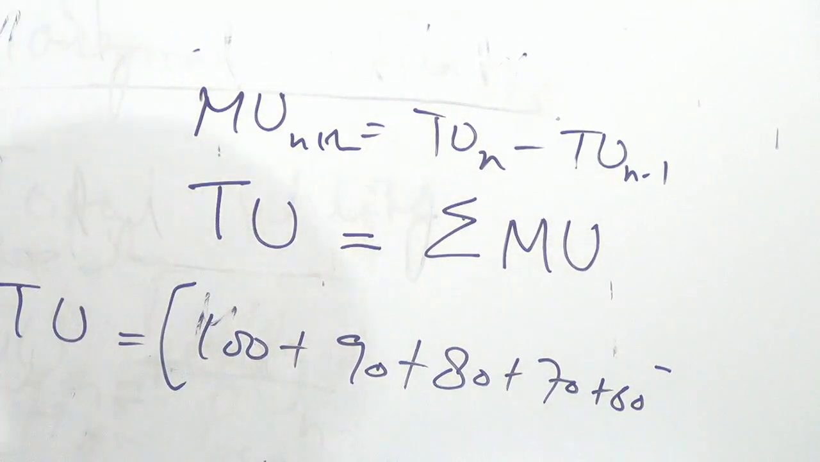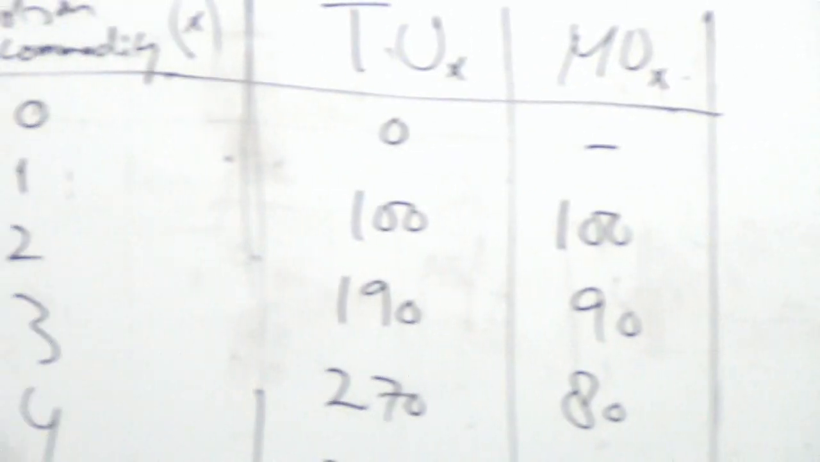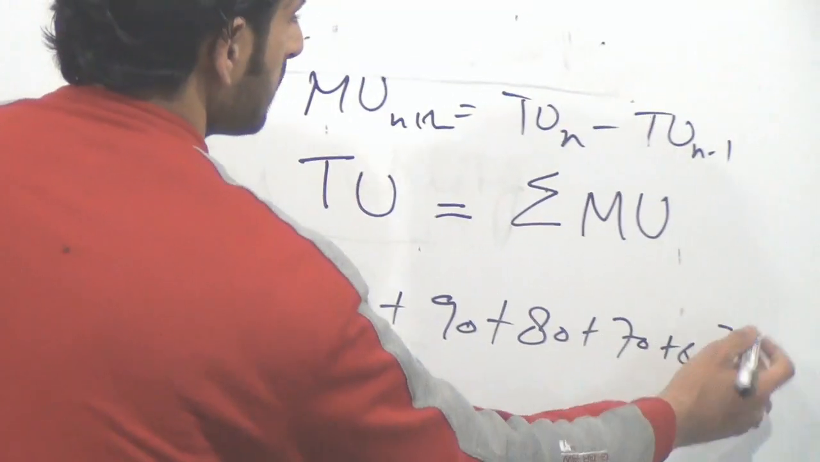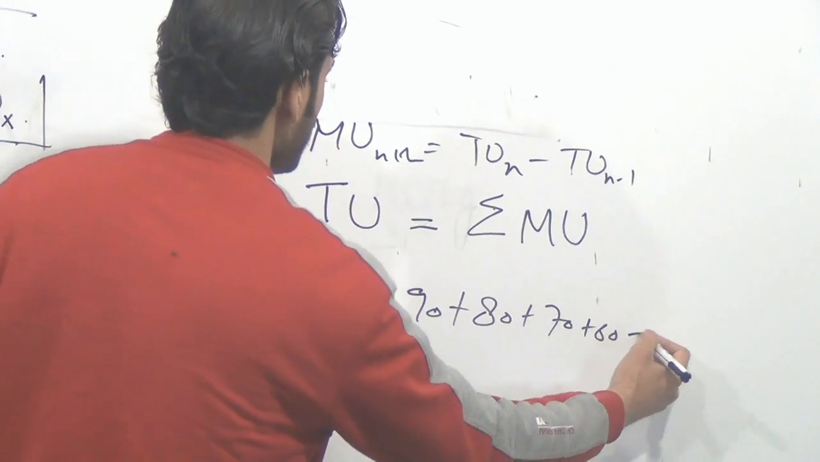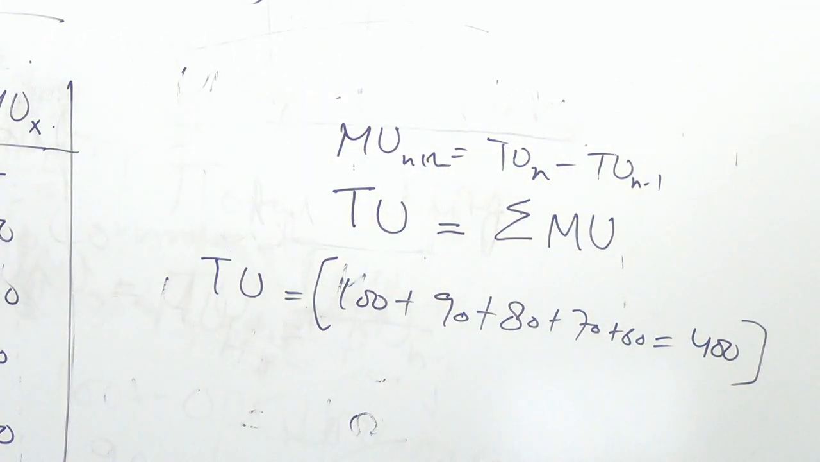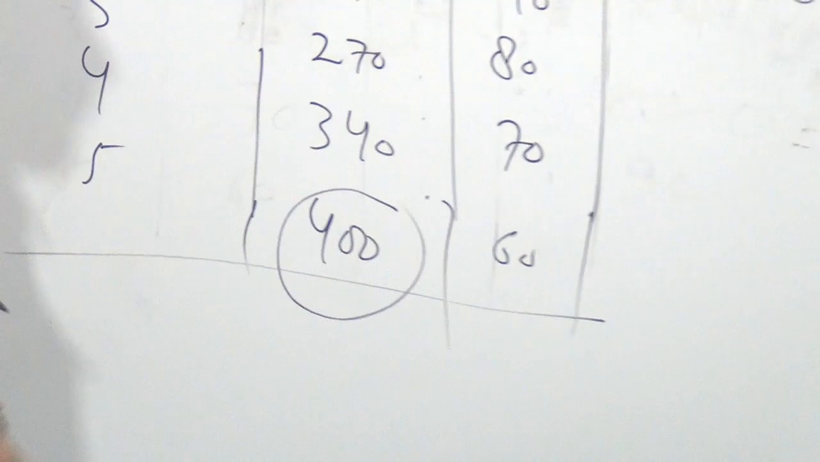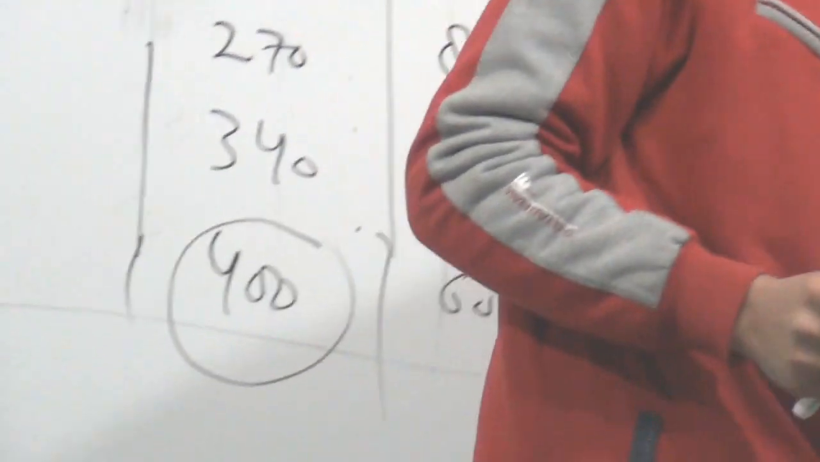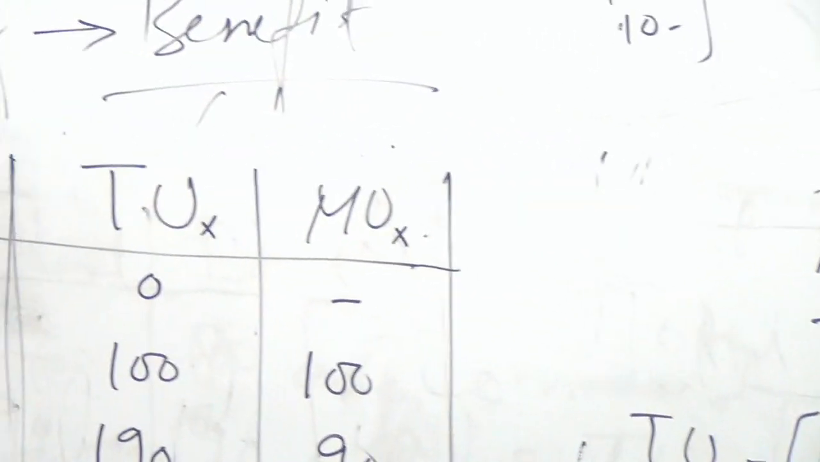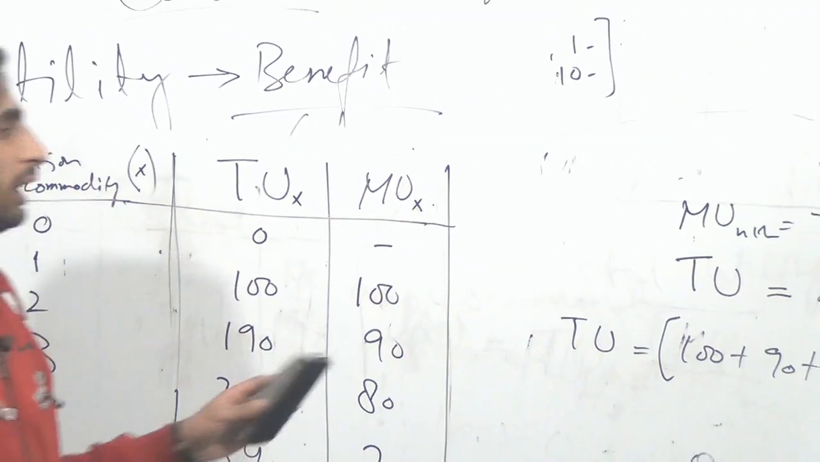I can continue, but I have taken just 5 units to make you people understand, so I am stopping here. That is 100 plus 90 plus 80 plus 70 plus 60. It's very simple math, will come equal to 400 utils, and likewise the last element in the total utility is 400 utils. Now graphically, how will we be able to apply these simple numerical aspects to a graph?